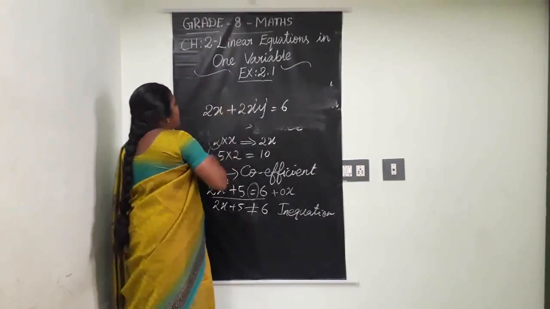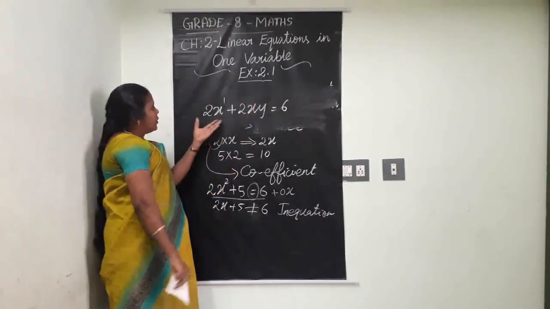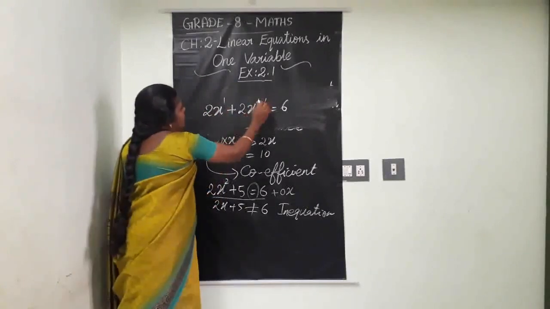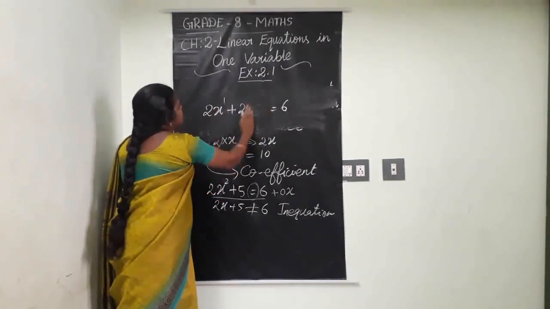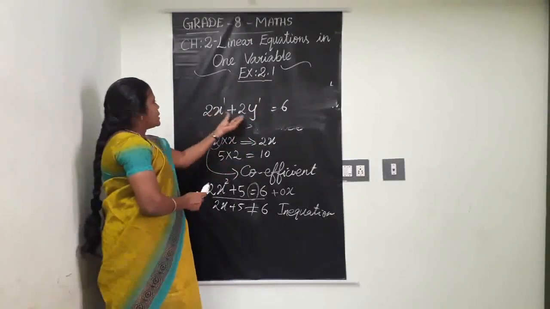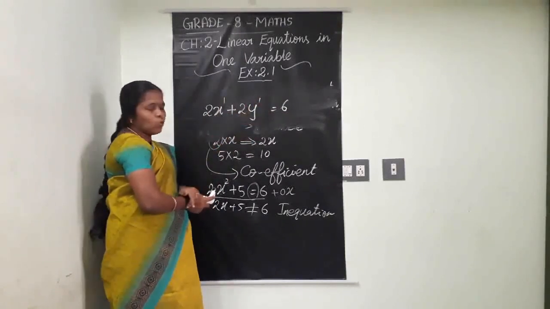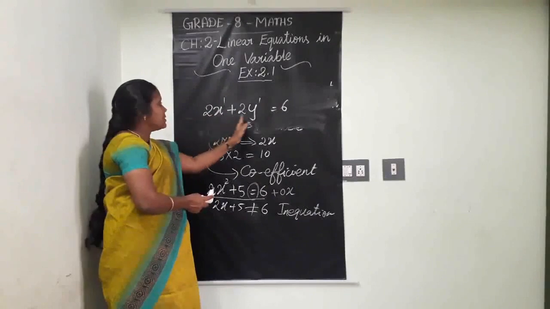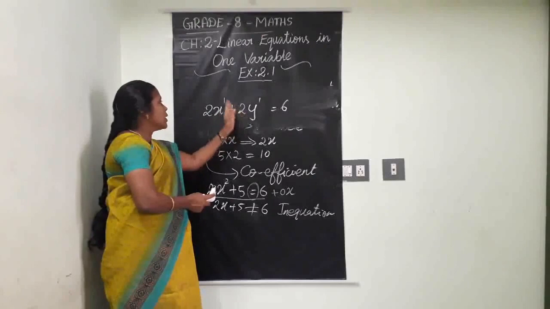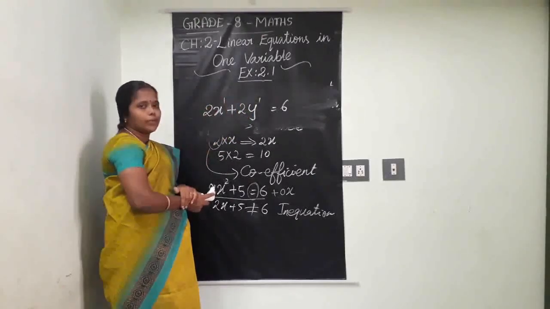Okay. Now say 2x plus 2y is equal to 6. Here x power is 1, y power also 1. Now we can tell this is a linear equation only. The highest power of the variable must be 1, and they also have power 1 only. So we can tell this equation is a linear equation.